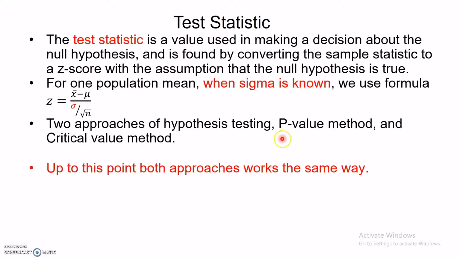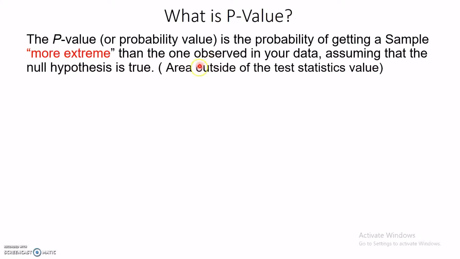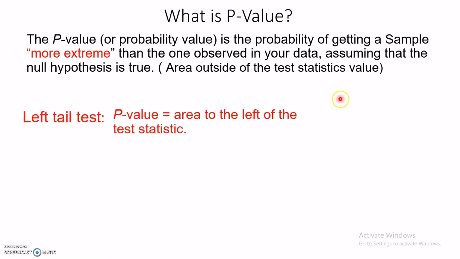So let's see what we require. In order to understand the p-value method, you need to understand what a p-value is. A p-value, or probability value, is the probability of getting a sample more extreme than the one observed in your data, assuming that the null hypothesis is true. It is basically the area outside the test statistic.